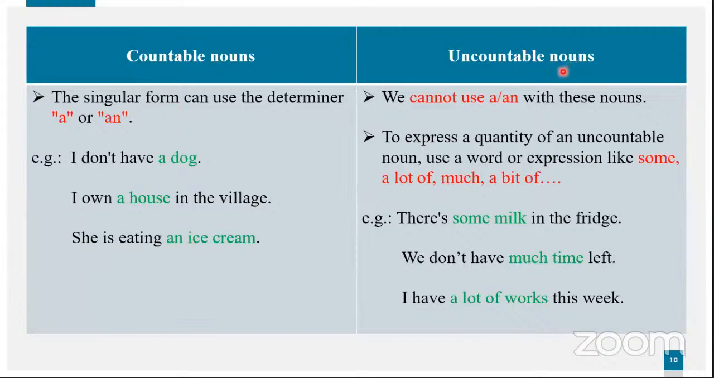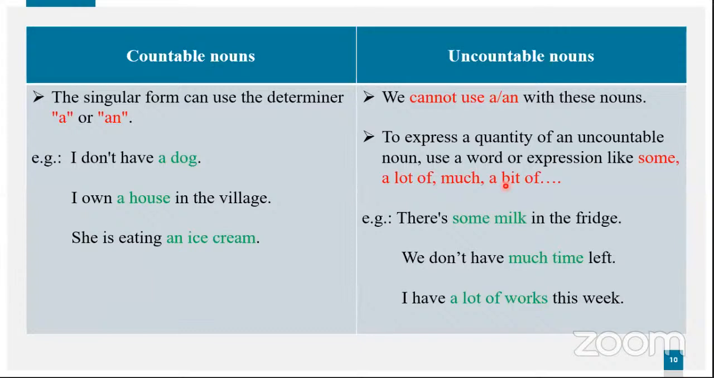But uncountable nouns, we cannot use a or an with these nouns. We can't say a water. We can't say a milk. We can't say a sand, a money, right? We can't say like that. And there's another point. To express a quantity of an uncountable noun, we use a word or expression like some, a lot of, much, or a bit of.